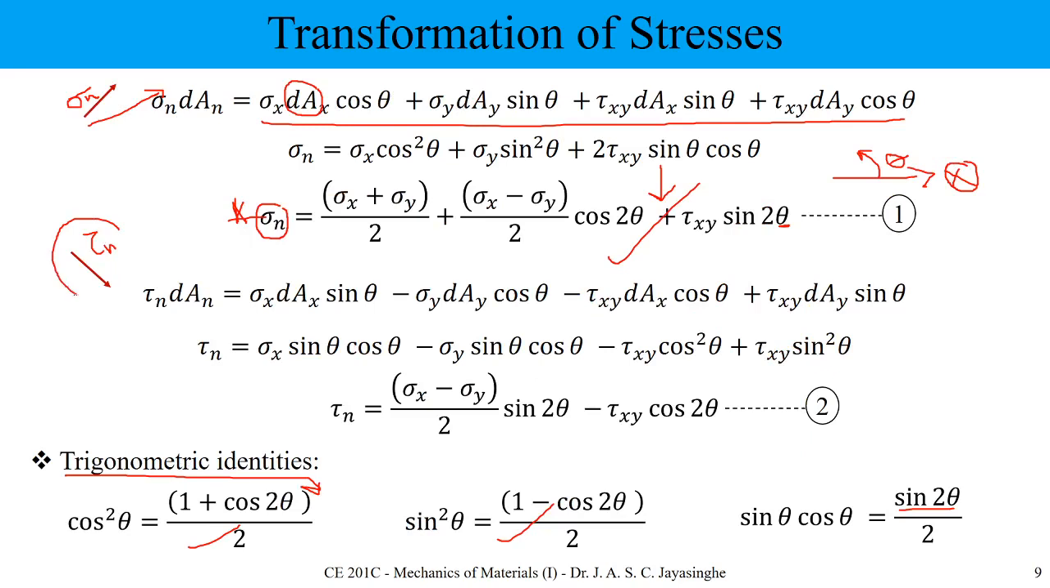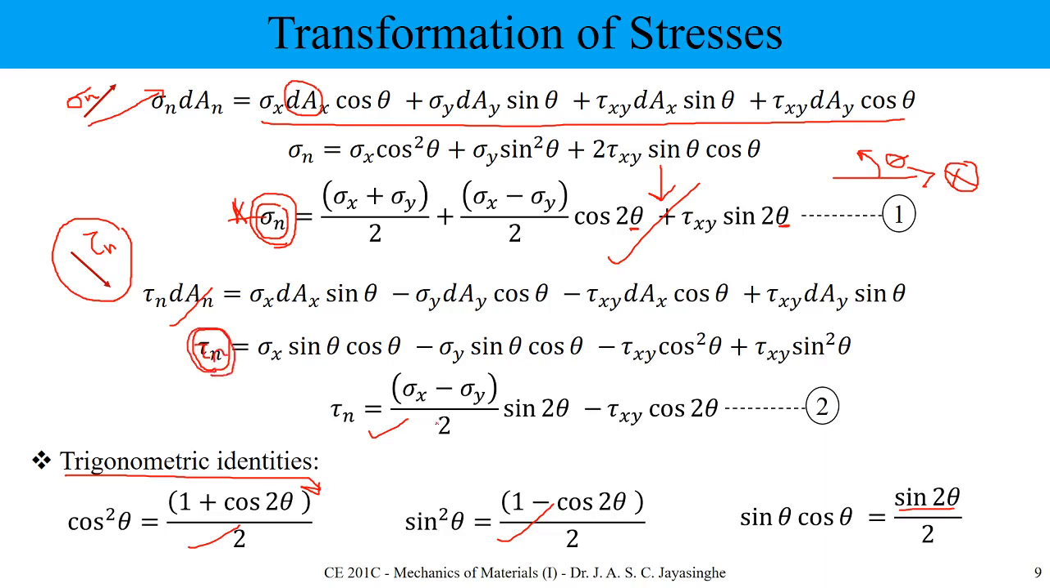In the same way, you can take equilibrium along the other axis and get the equation. Then you can see sin theta cos theta can be replaced by this one, and cos square theta, sin square theta can be replaced by this one. You will end up with this equation. So, equation 1 and equation 2. Equation 1 gives the variation of normal stress with theta. Sigma x, sigma y, tau xy are known; the theta variation is this, and this is tau n.